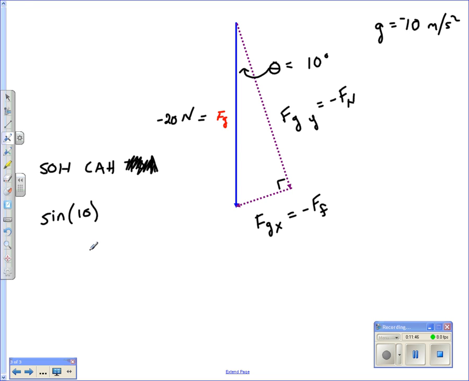Make sure that if you're working with a calculator that has the option of radians, that you do not choose that option, that you have your calculator in degree mode when doing problems like this. So then you also have the cosine of 10.